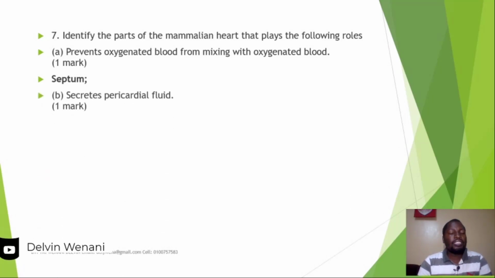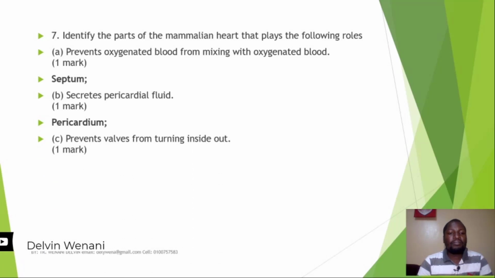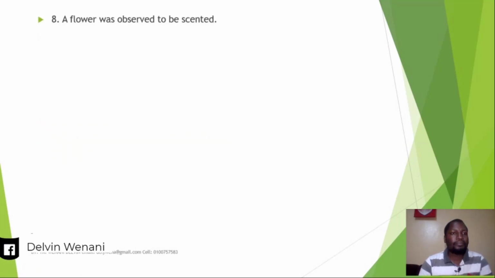Number 2, the part which secretes pericardial fluid, that is the pericardium. Prevents valve from turning inside out. Those are tendons. Tendons in the heart prevent the valve from turning inside out.